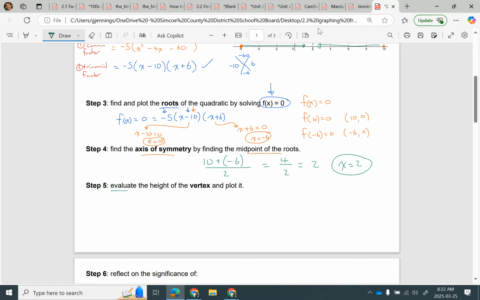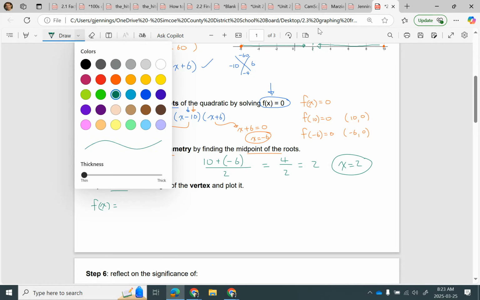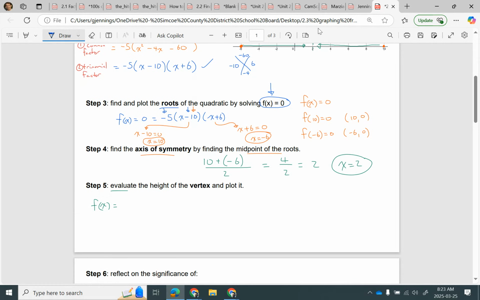So let's go. We're going to have f of x is equal to, and we can do this two different ways. I'd encourage you to try this two different ways to see that it's the same. Doing things two different ways to verify that they're equivalent is a really strong strategy in math class. So here, f of x is equal to -5(x - 10)(x + 6). Sorry, plus 6. That was our factored quadratic.